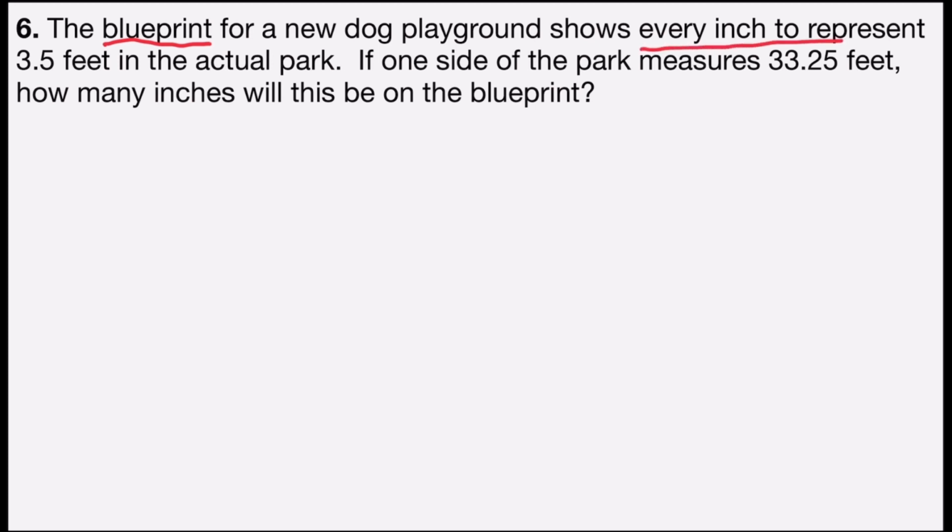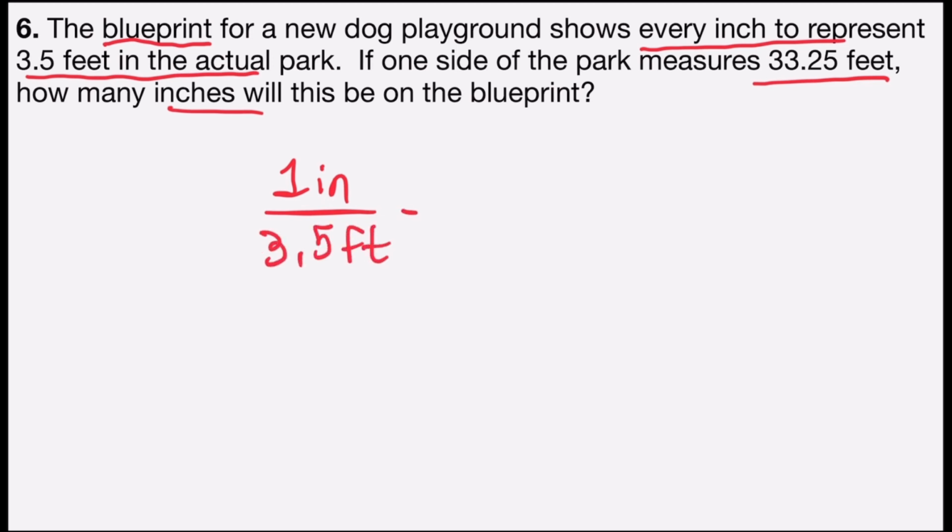I know that every inch represents 3.5 feet in the actual park. And I know I want to know how many inches will be on the blueprint if it's 33.25 feet in the actual park. So I can set up my proportion as saying 1 inch represents 3.5 feet in the actual park. And on the right side, I'm going to want inches compared to feet. I have the actual measurement of 33.25 feet in the park, and so I'm going to look for how many inches will that be on the blueprint.